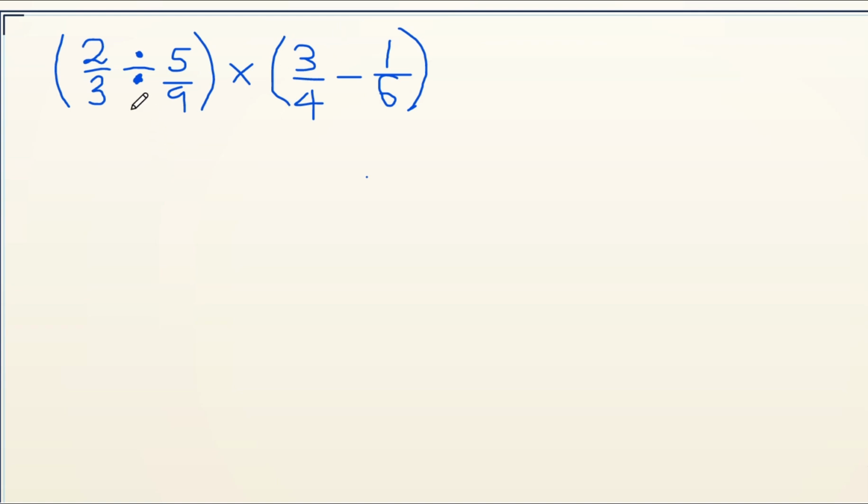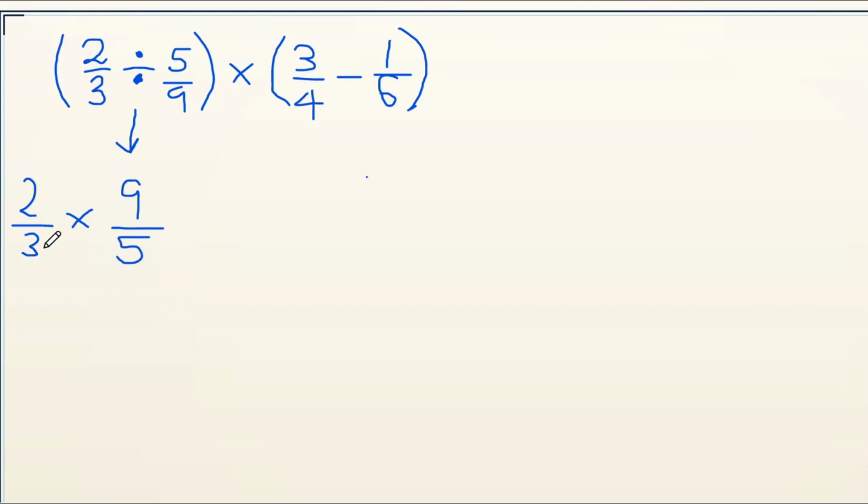So just as the question tells us, we would focus on the operations in the bracket first, and then once we are done with the bracket, we simplify. So let's look at the first one. I'll have it to be 2 over 3, and then I'll change the sign. Since it's a division sign, I'll change it to a multiplication sign, and then I'll flip this, I'll interchange them. So it means I will now have 9 over 5.